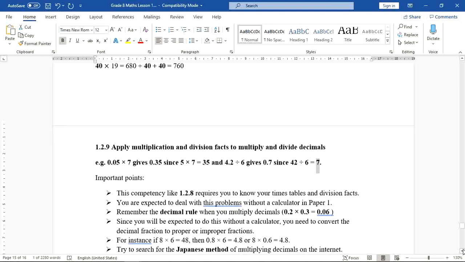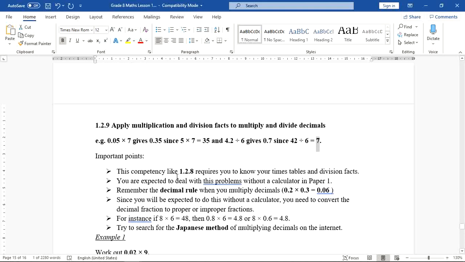Let's see. So this competency, like the one we did up, so 1.2.8, requires you to know your times tables and division facts. All right, you should know your times table. Unfortunately, you are expected to deal with these questions without a calculator in paper 1. So in paper 1, you are not going to use a calculator, and you get questions like this. So you need to remember the decimal rule when you multiply decimals.